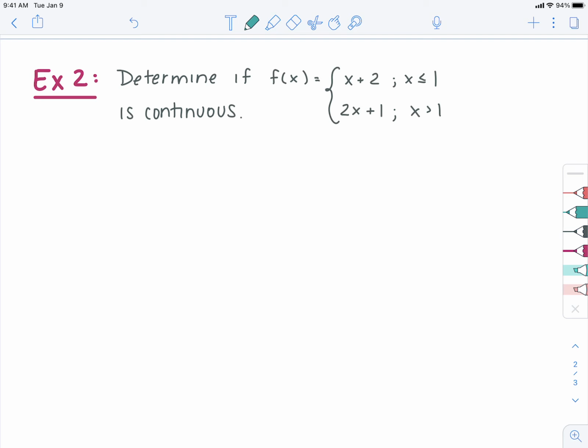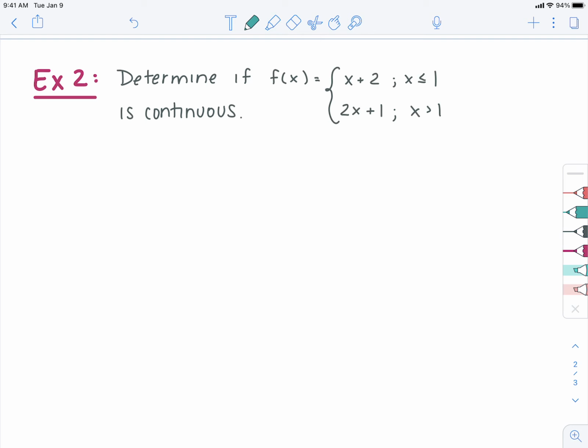We've got to first look at the two pieces, and then we've got to plug in. So this is where our parent functions definitely help us out, because if we can recognize our parent function, we know which ones of those have asymptotes, which ones of those are continuous. So when I see x plus 2 and 2x plus 1, I know both of those are linear functions, right? Linear functions are continuous, so I'm good. Both pieces are continuous.